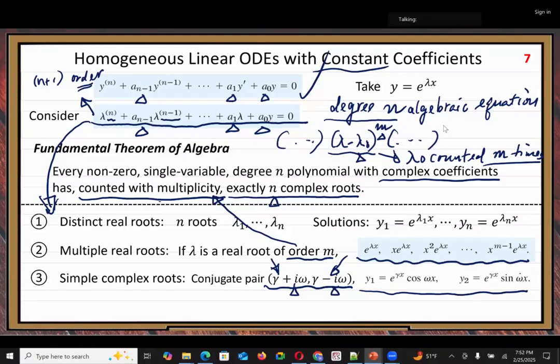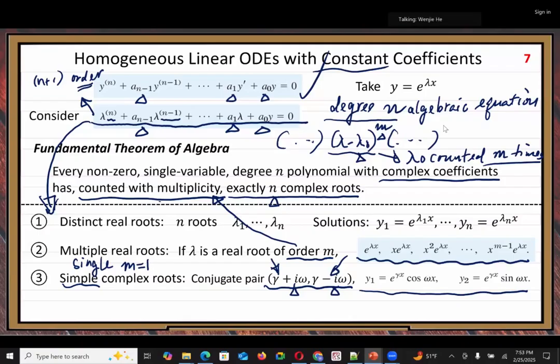But that's the simple case. Simple here also means single. Single means the multiplicity m equals 1. Also called simple. Simple, single, same meaning. Then type number 4.